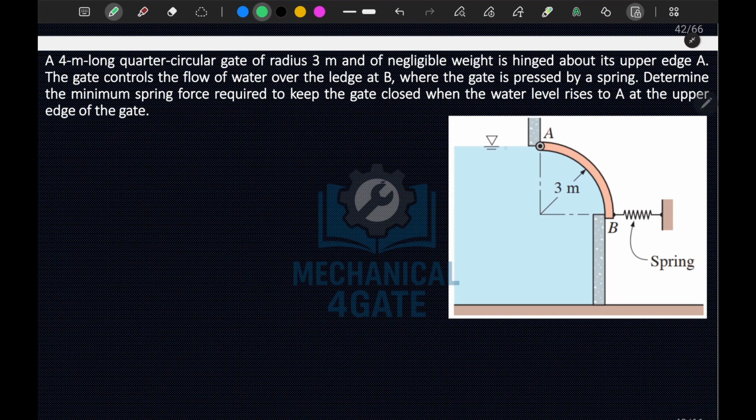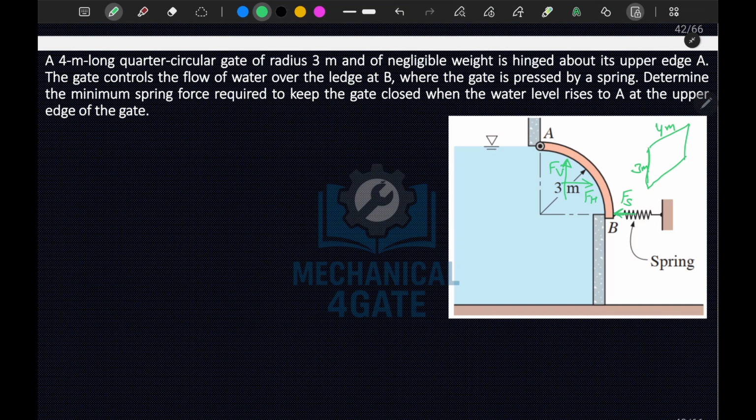Okay, so when this is the water level, we have to determine the minimum spring force that should be required at this point. Let's say that Fs is the spring force required to keep the gate closed. The forces acting here would be Fh and Fv. Since it is a 4 meter long quarter circular gate of radius 3 meter, its projection will be rectangular, where this side will be equal to radius 3 meter, and this dimension will be 4 meter long.